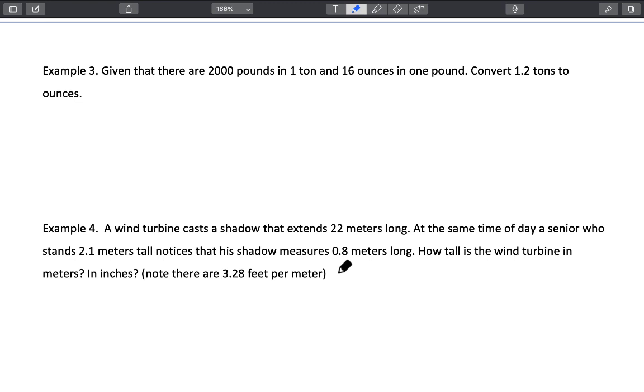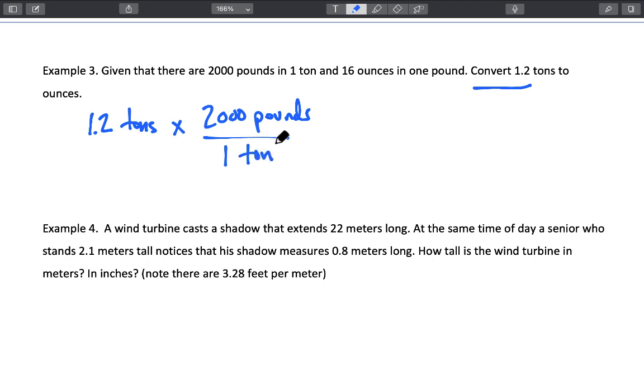In example 3, we are given that there are 2,000 pounds in 1 ton, 16 ounces in 1 pound. Now we're going to use this unit analysis strategy to convert 1.2 tons to ounces. So we're going to start off with 1.2 tons, and we are going to multiply that by the ratio of 2,000 pounds per 1 ton. Finally, we're going to multiply that by the ratio of 16 ounces per 1 pound.